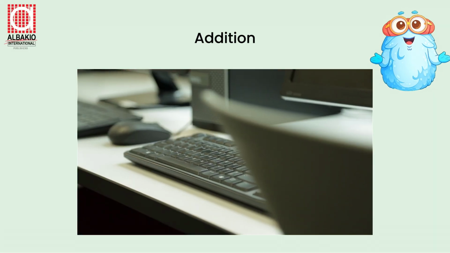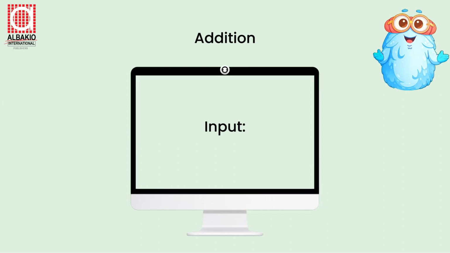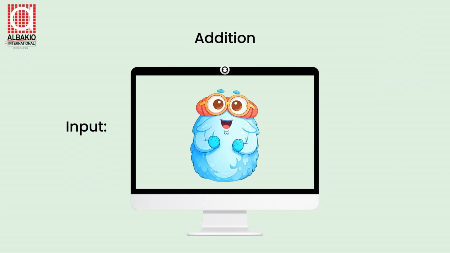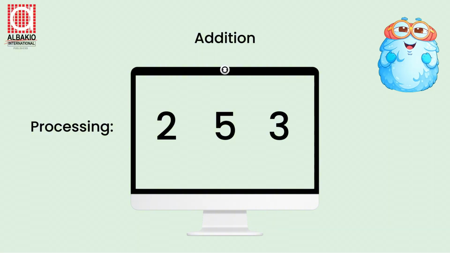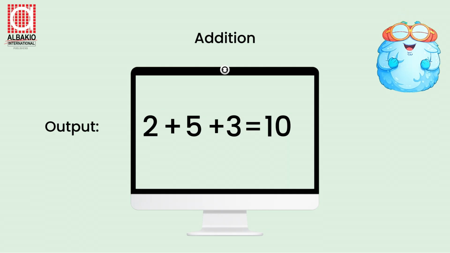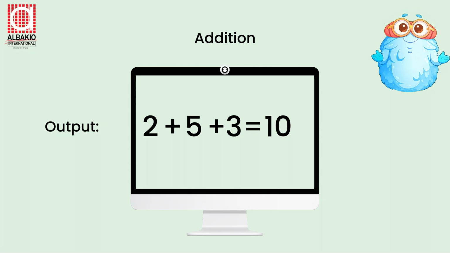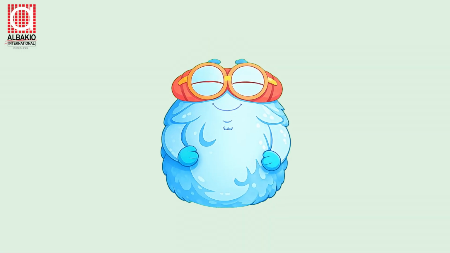For example, if you want to add three numbers on a computer, the input stage would be that you type 2, 5, and 3 using the keyboard and tell the computer to add them. The processing stage would be when the computer adds the numbers according to your instructions. The output would be the result, which is 10, that appears on the monitor. This shows how a computer works using input, processing, and output.